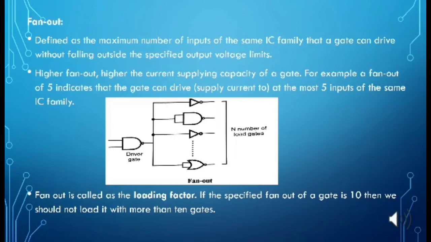Fan-out depends on the nature of input devices that are connected to an output. Unless a different logic family is specified as the load device, fan-out is assumed to refer to load devices of the same family as the driving device.